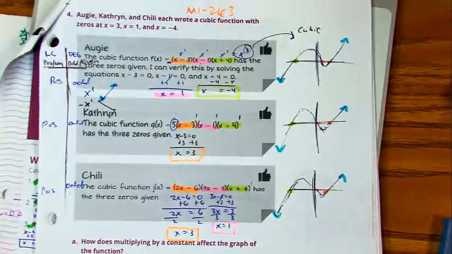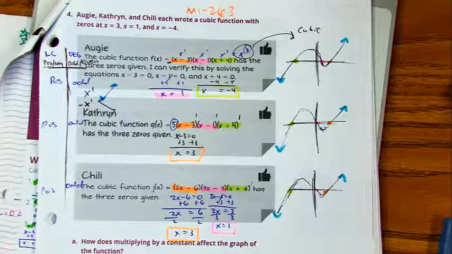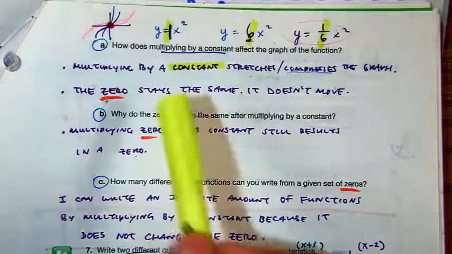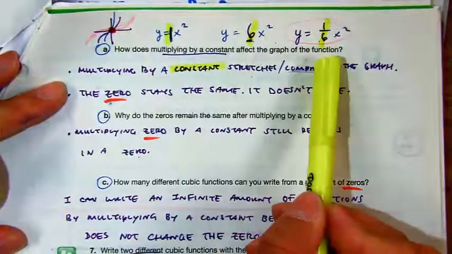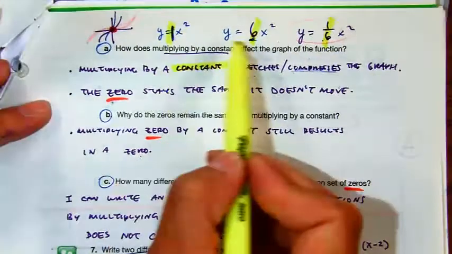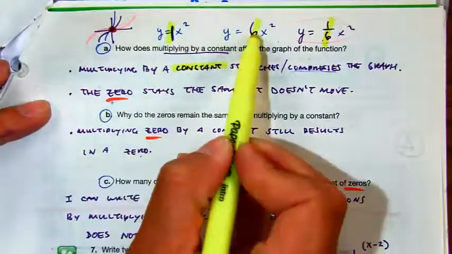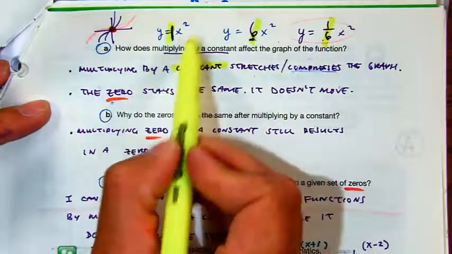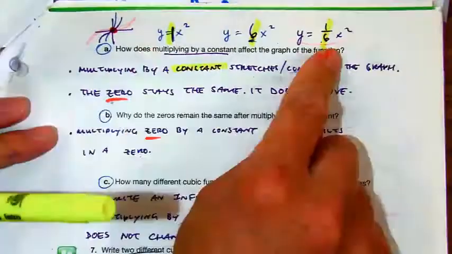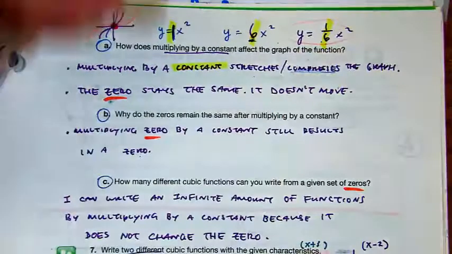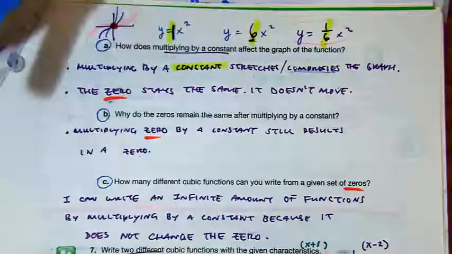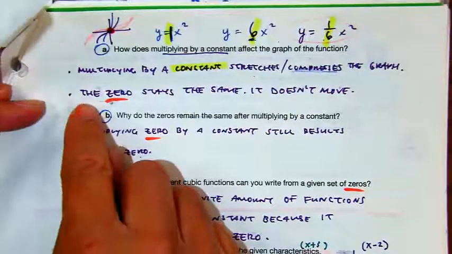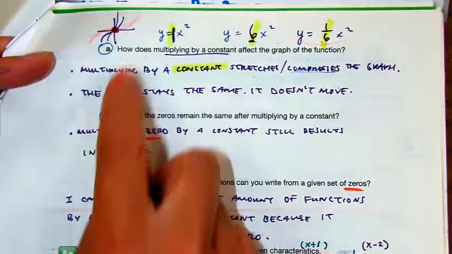Take 20 seconds, clarify any questions your partner has so far. So how does multiplying by a constant affect the graph of a function? A constant is the number in front. So my example is 1, 6, and 1, 6. So this is a parent function. And if you multiply it, you might have more energy, so it might stretch it vertically or compress it. The 0 stays, so that red dot stays the same. It doesn't move.